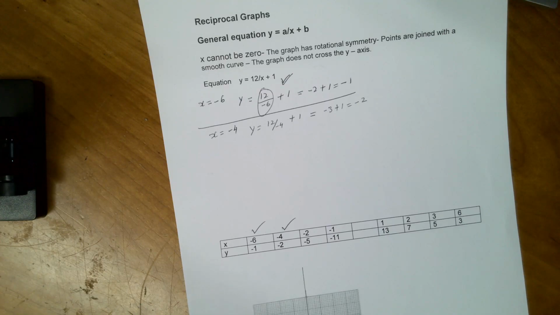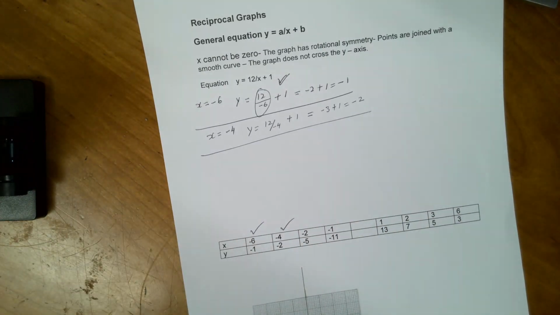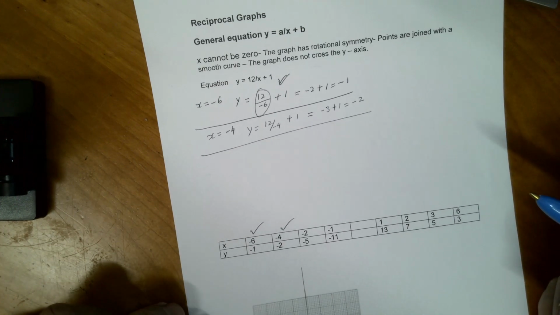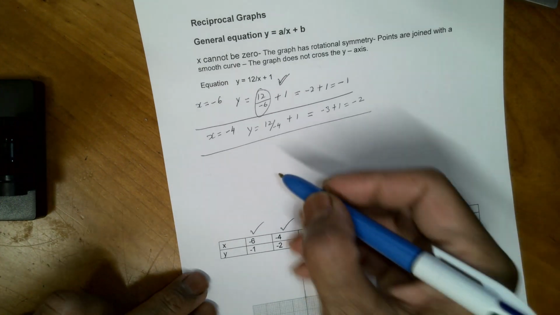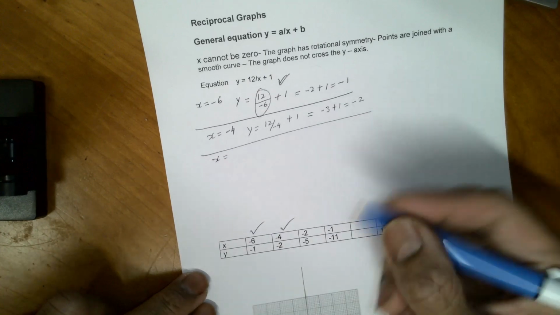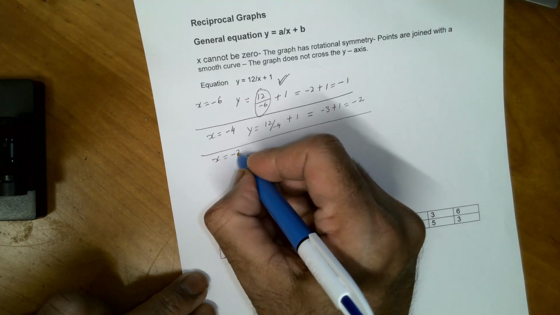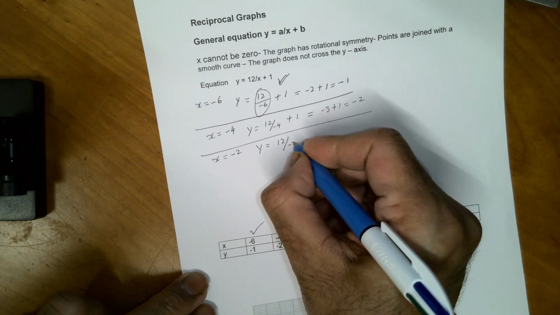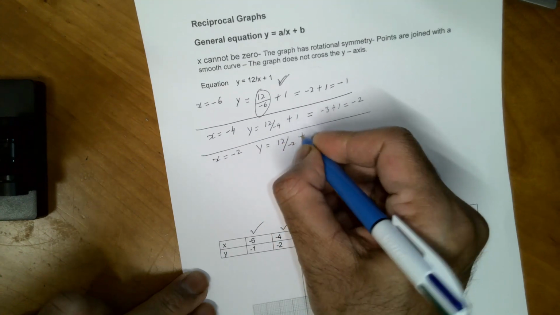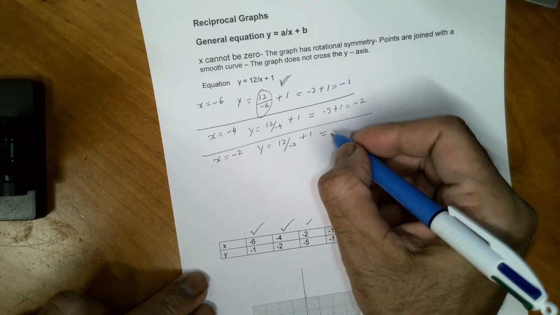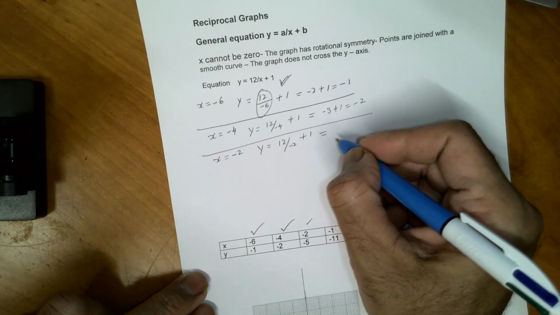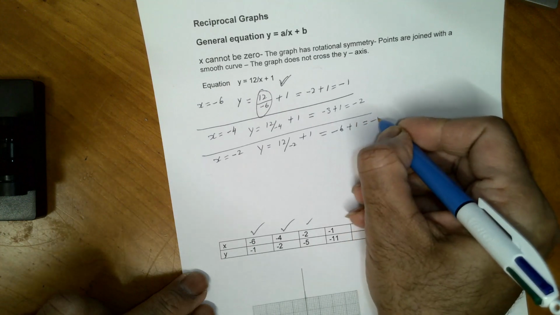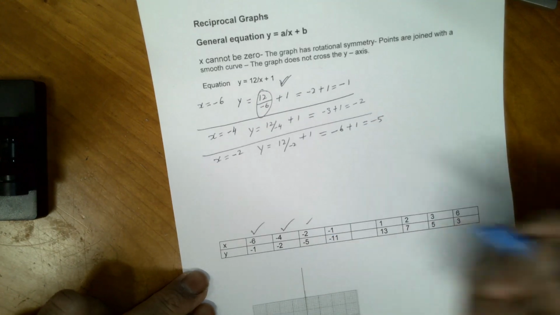Because I have got the values here, I'll just go through some of the values inserted in the equation so that we can get the values, and you know how actually we solve this. Okay, so again, x is minus 2, y equals 12 divided by minus 2, plus 1. That will give us minus 6 plus 1, which equals minus 5.